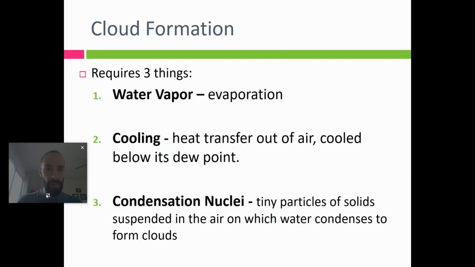Okay, now, how in the world do you make a cloud? Well, obviously you need water. So the number one thing is you need water to go up into the atmosphere. It needs to evaporate off of the surface, go up into the atmosphere, and then it needs to cool down. So we need to change it from a gas, a vapor, back to a liquid again.